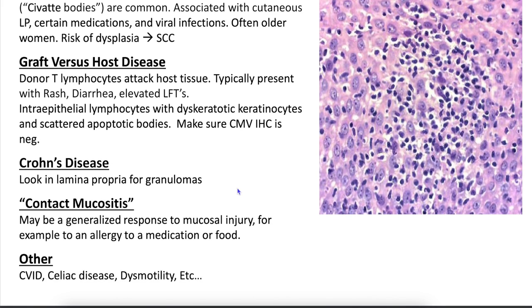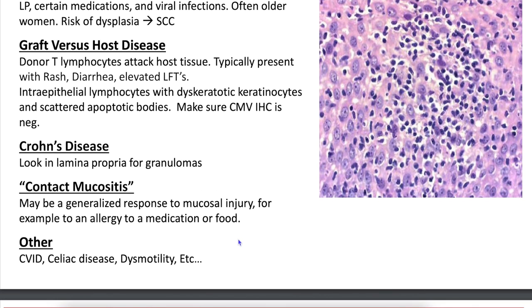Crohn's disease, look in the lamina propria for granulomas. Remember, it's generally rectal sparing, but it can happen anywhere along the GI tract. Contact mucositis. It may be a generalized response to mucosal injury, such as an allergy to a medication or food. And then other entities for lymphocytic gastritis include CVID, celiac disease, dysmotility.